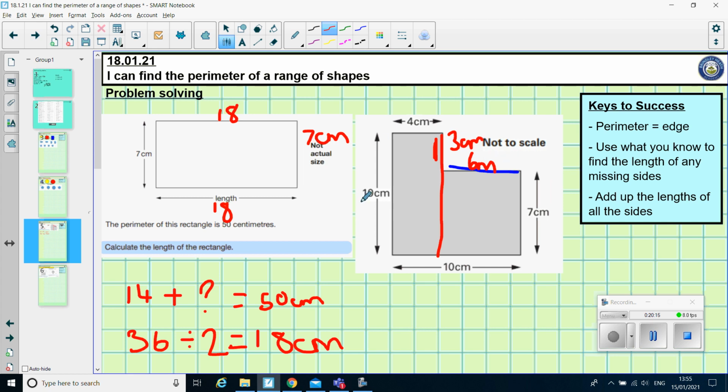Now I've got the length of all my missing sides, I'm on to my final step in my keys to success. I just need to add them all up. So I'm going to do 10, add 7, add 6, add 3, add 4, add 10. So if you want to pause the video now and have a go at adding all those numbers up together.